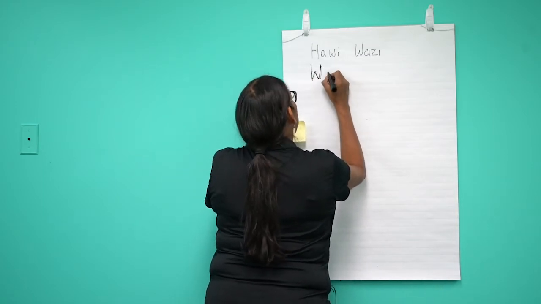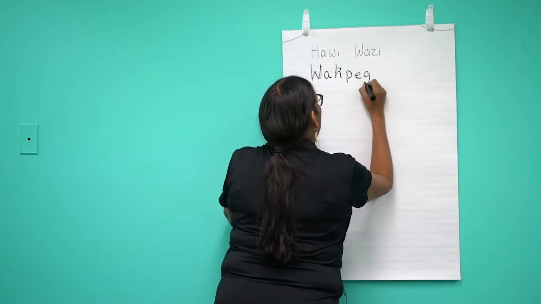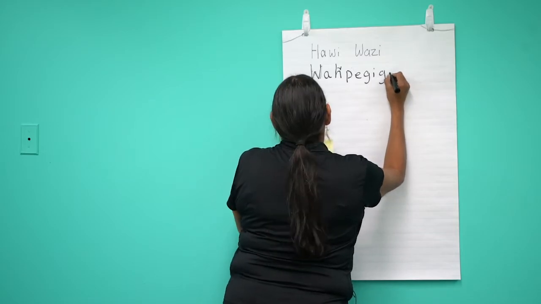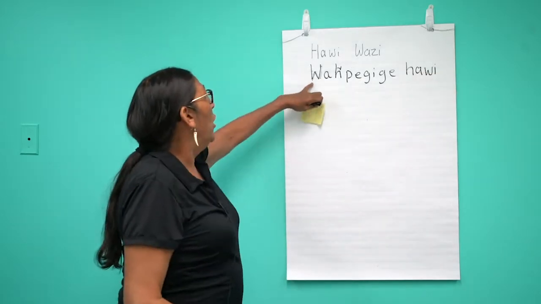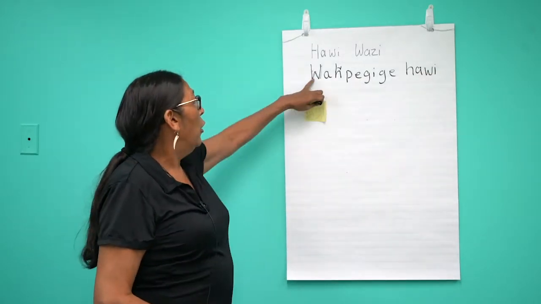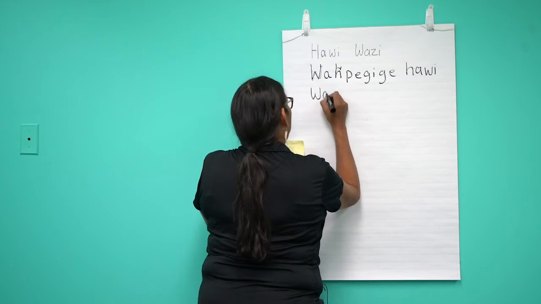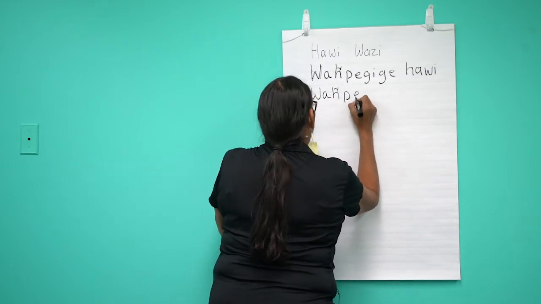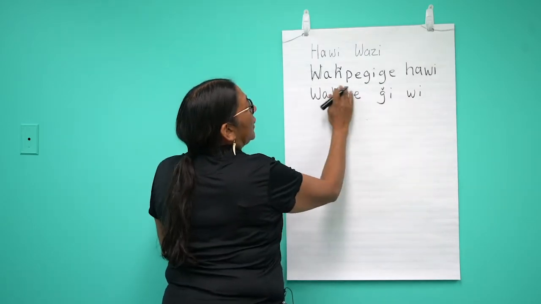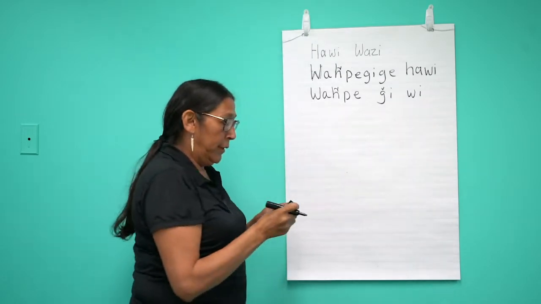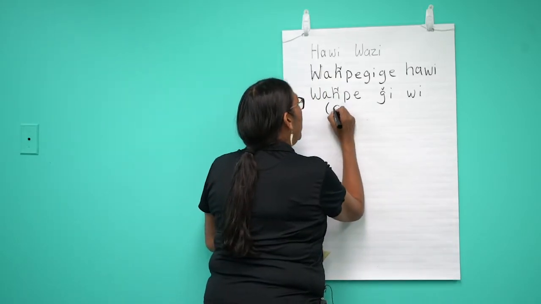Now there's two ways to say this. Wachpe rihi hawi. Or wachpe rihi. And it's all turning of the leaves moon. The leaves turn yellow moon. That's what it is. And that's this month is September. This is September. This is the month September.